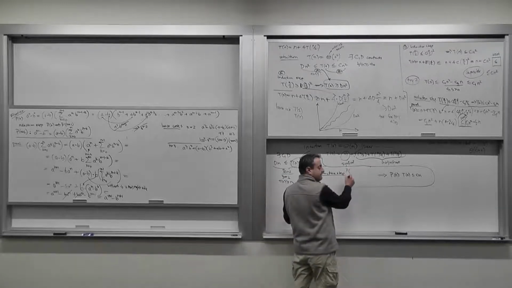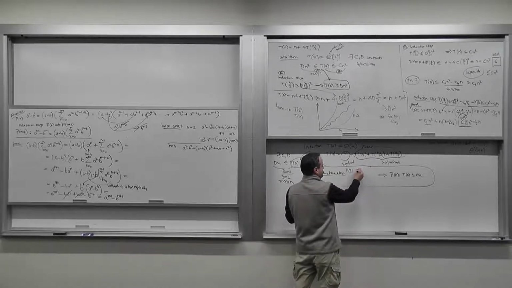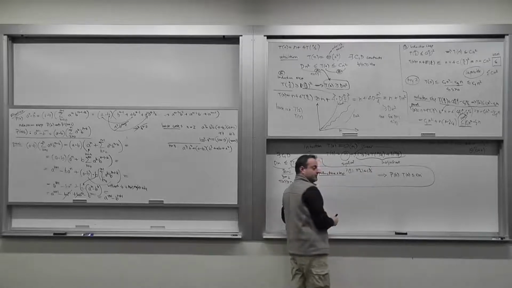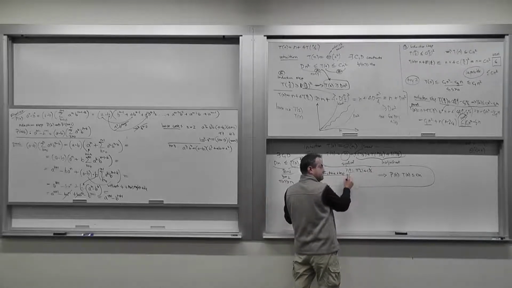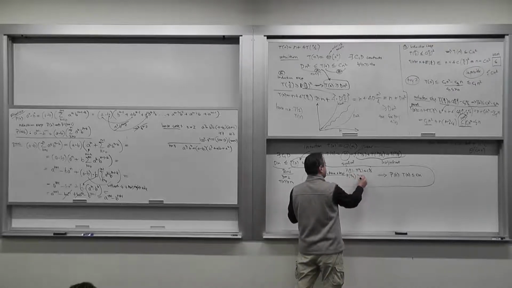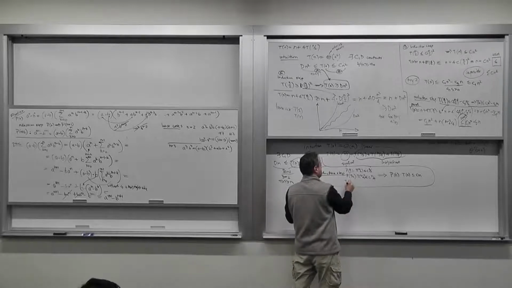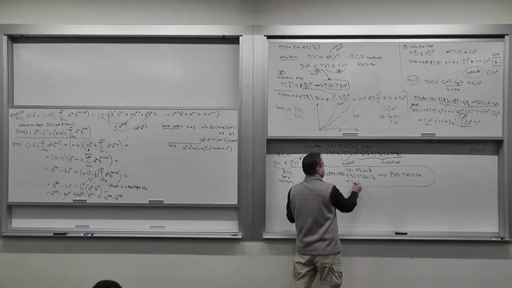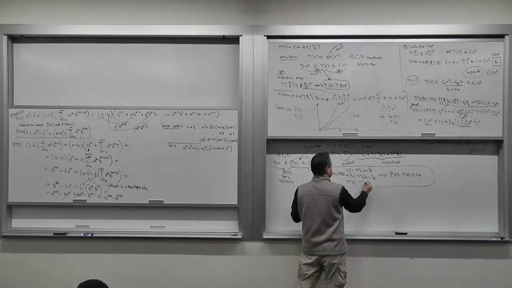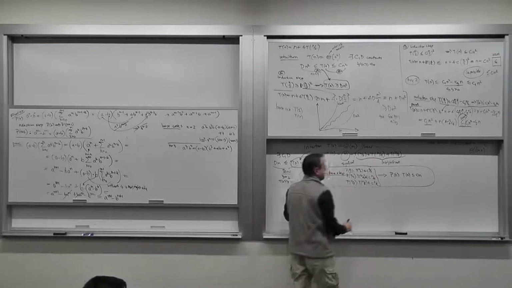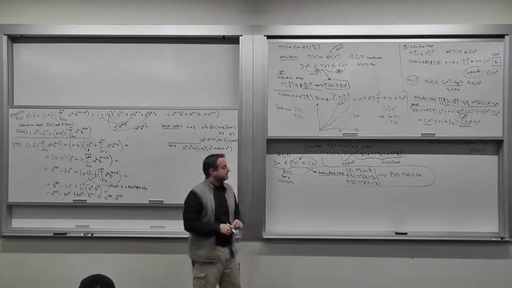P of n over 2, which says T of n over 2 is smaller than C times n by 2, right? What else are we going to use? P of n over 4, which says T of n over 4 is smaller than C times n by 4. And we're going to use P of n over 8: T of n over 8 is smaller than C times n over 8. Is that just because of those terms in the original T of n function?